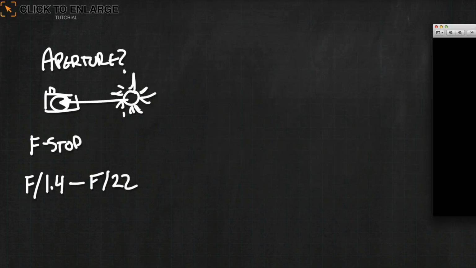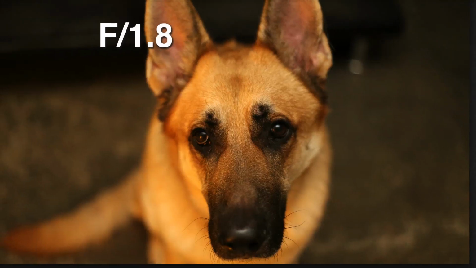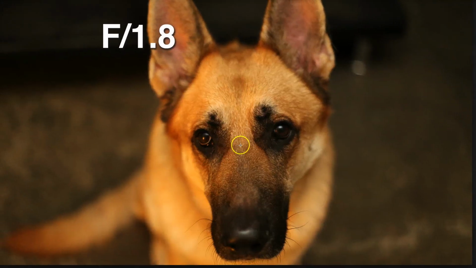Now, what are the results of this? This was shot at 1.8. Now, notice where I focused, there's a fall off here into a blur. And that's the result of letting all that light in. You get a nice kind of intimate, personal portrait using a number like this.